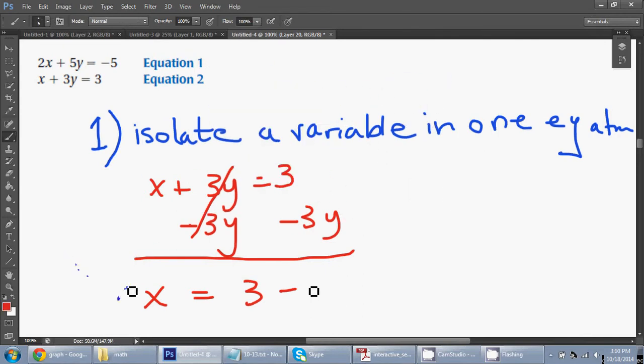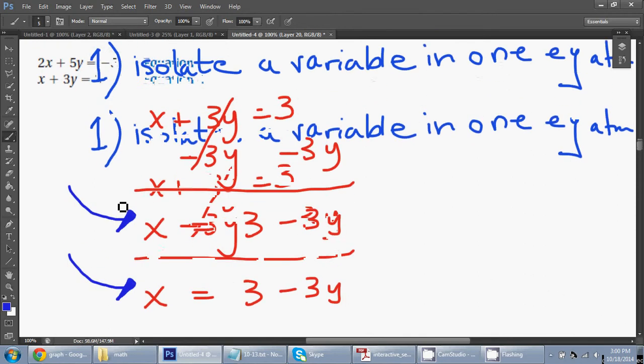You can do this to any variable. You can isolate the y in the first equation, the y in the second equation, or the x in any of the equations. All you need to do is get one variable alone. We got the x alone in the second equation, so now we're going to plug that back into the first equation, which reads 2x plus 5y equals negative 5.